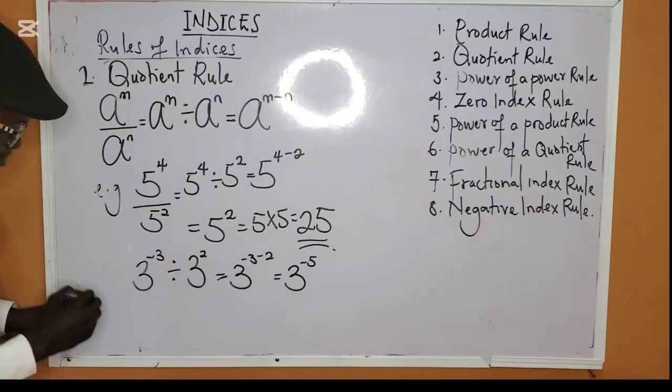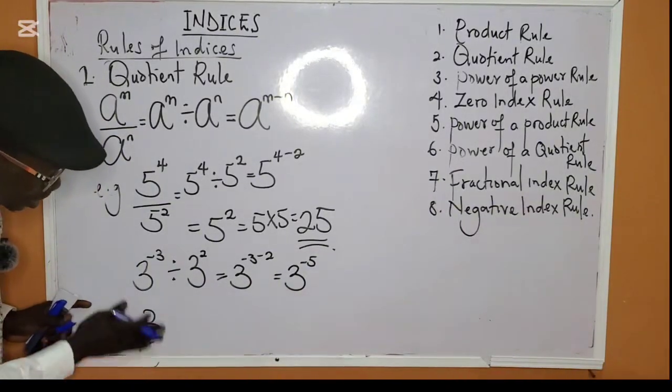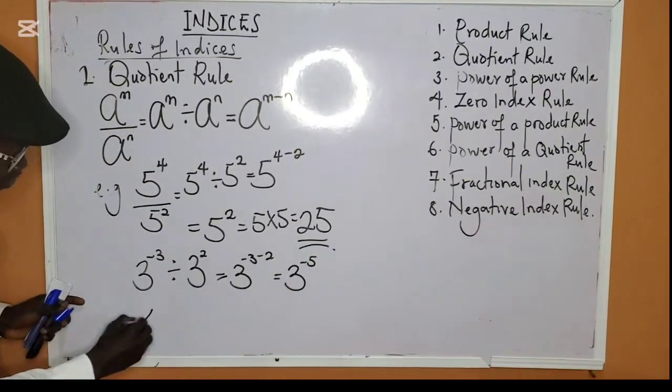Let me take one more. This is going to be 3. Okay, don't let me use 3. Let me use 4.